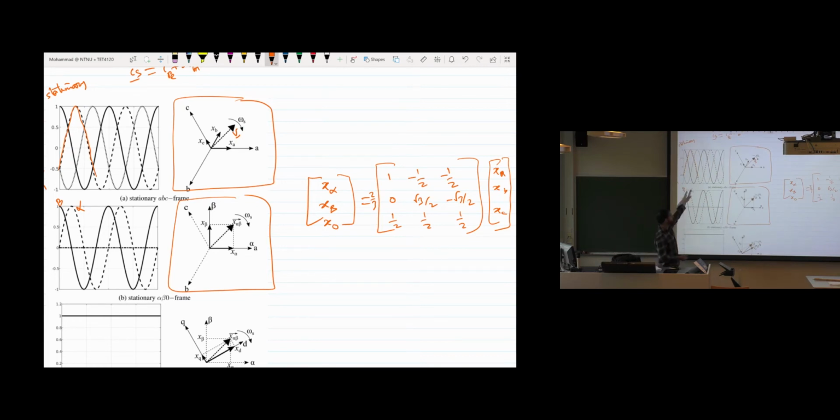But the good thing is that instead of a three-phase system, we don't need to deal with the three-phase system now. We can deal with a two-phase system, and it's much easier in the control implementation and analysis because now we have one real component and one imaginary component in a complex plane. So that is the advantage.